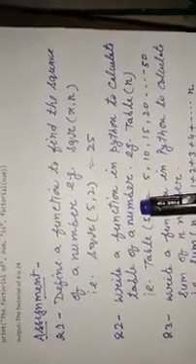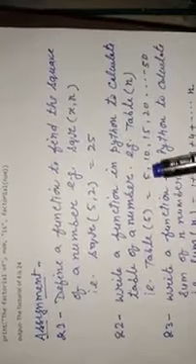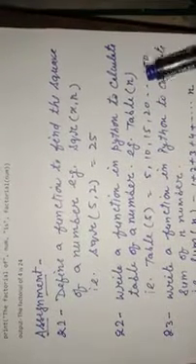Now the next question is, write a function in Python to calculate the table of a number. The function name is table and it has only one argument. If you call table(5), then it prints the table of 5, which means 5, 10, 15, 20, 25, up to 50. Okay, this is the table of 5.